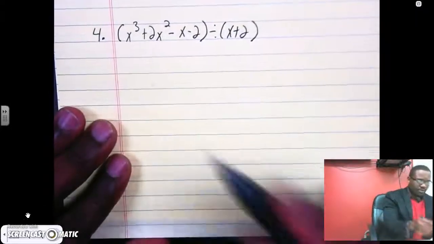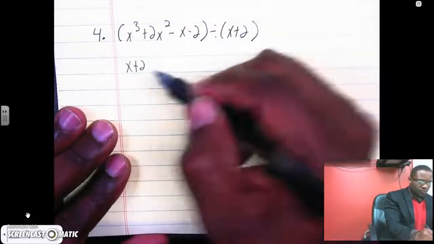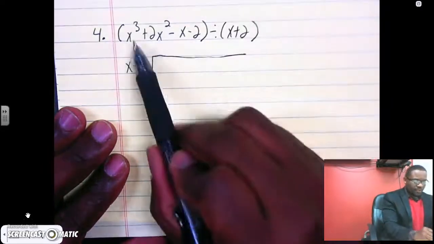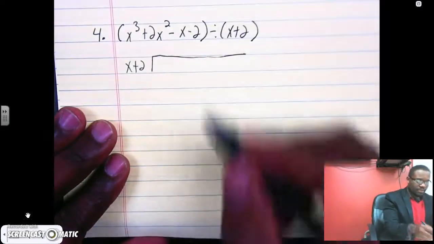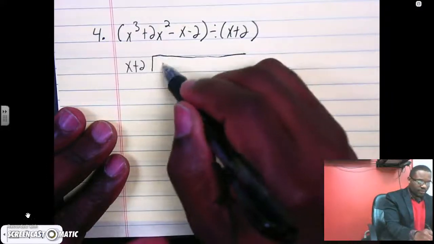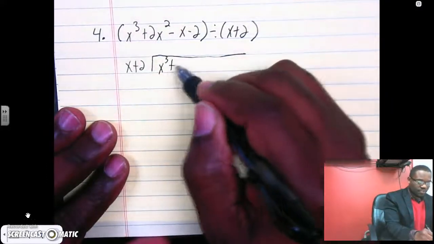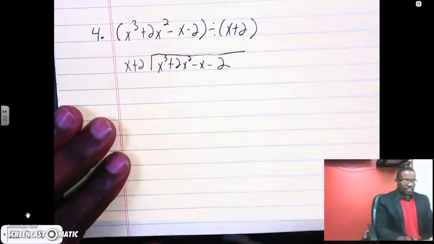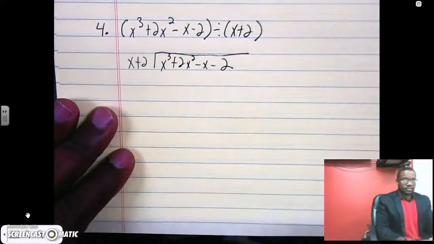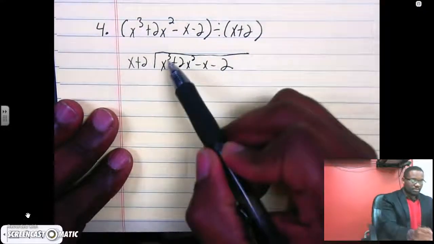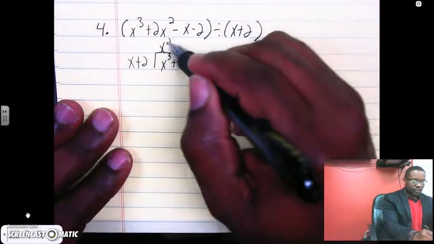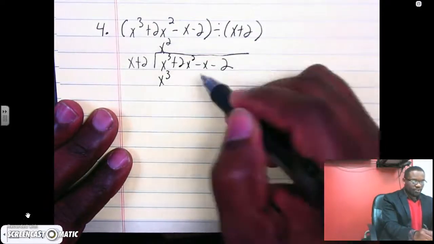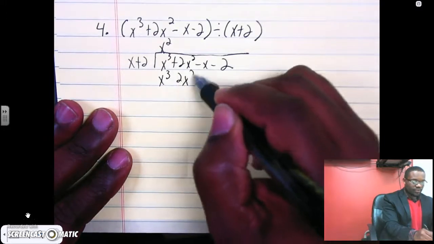Go ahead and set the problem up. X plus 2. Notice that I'm just going straight into how to set the problem up. 3, 2, 1. Okay, so I'm good there. So I don't have to put a 0 in for anything. X cubed plus 2x squared minus x minus 2 is what I start off with. So the steps are, what do I multiply x by to be x cubed? And that's x squared. X squared times x is x cubed. X squared times 2 is 2x squared.